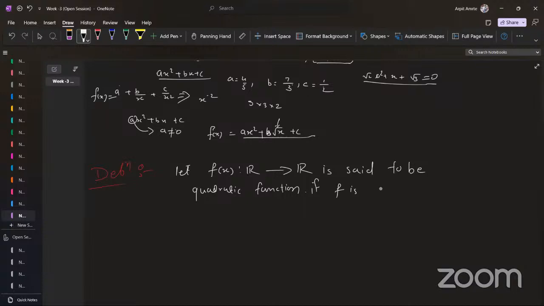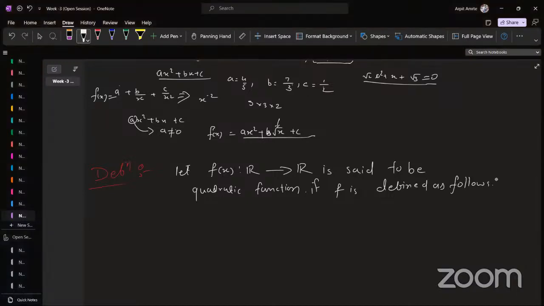if f is defined as follows: f(x) is equal to ax square plus bx plus c, where a is not equal to 0 and a, b, c come from the set of real numbers. Okay. This is what I want to convey. So basically, if your f(x) is defined like this, ax square plus bx plus c, then this kind of function is known as a quadratic function.